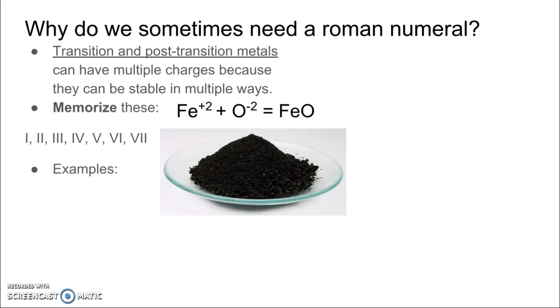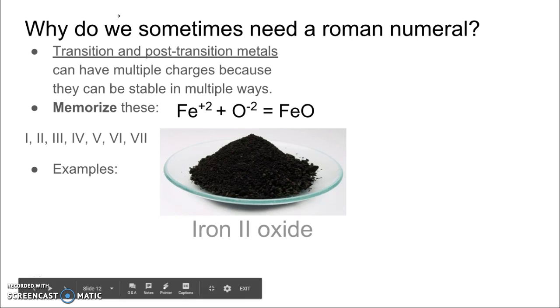It's found mostly in the mantle of Earth's core, and we can get it occasionally when... not exactly sure what process, but it ends up in our water oftentimes, so in streams and lakes, and that's where we can find this. The actual name for this is iron 2 oxide. Notice we put the Roman numeral 2 in there.